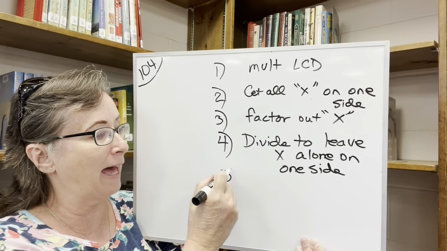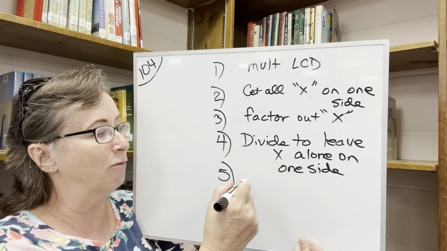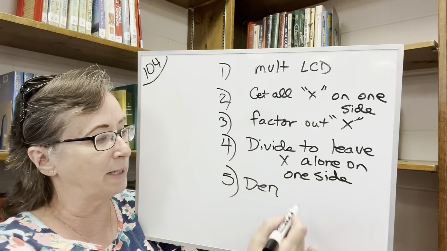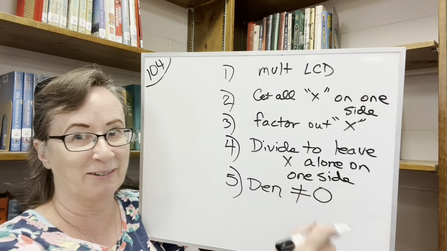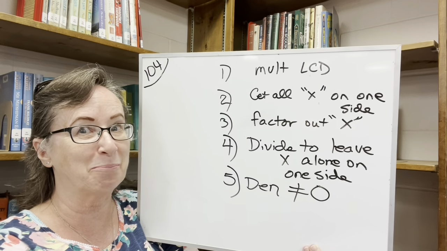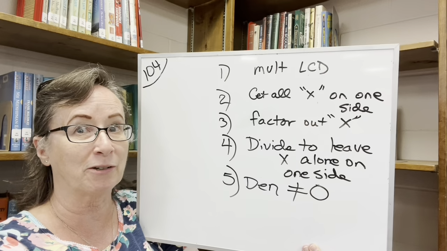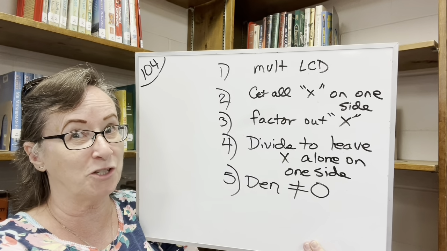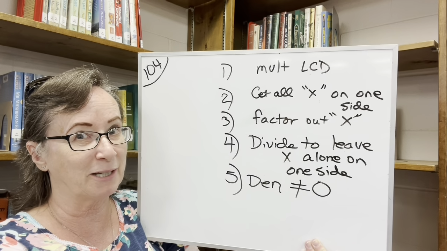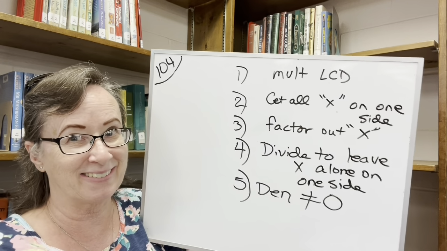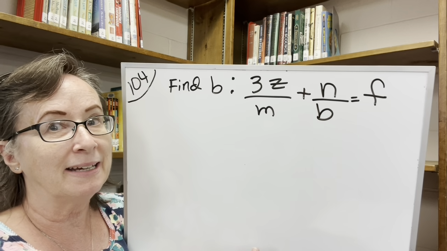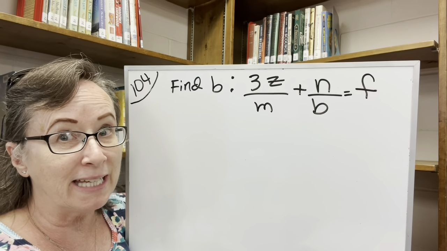And step 5 is, don't forget that the denominator, the new denominator, cannot be 0. So that's a step you need to put in there. The new denominator cannot be 0. So now we're going to come back with our first of 2 practice problems. We're going to see how you do on your own. Okay, here is your first practice problem. Copy it down. Then I want you to pause your video.